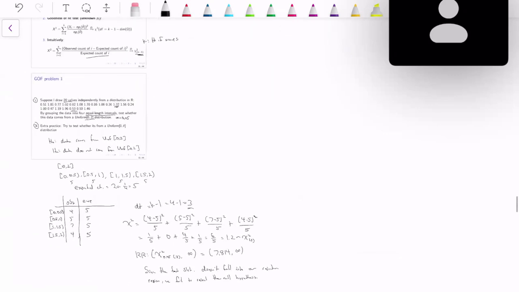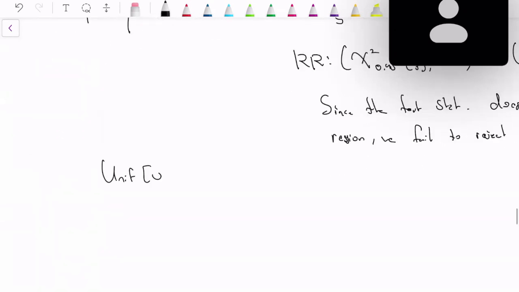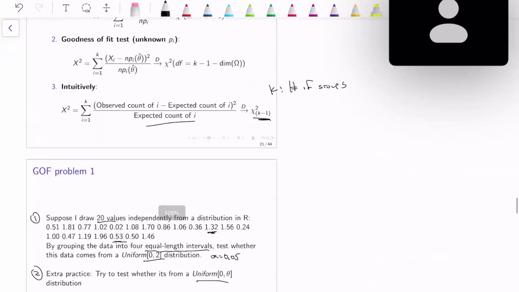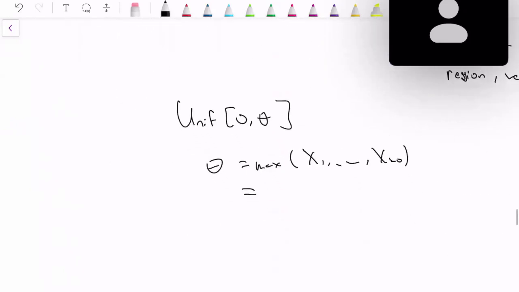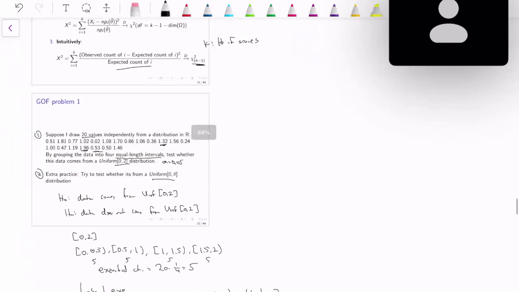That's the last problem I have prepared. Oh, and I'll go over how to do this if it's from uniform 0 theta. You'll need to take theta to be the max of x1 to x20 of your observations. So you would take the maximum value, which would be 1.96 here. Then you partition uniform 0 to 1.96 into 4 intervals, and you do the same thing that we just did here. So that's how you do it for uniform 0 theta.